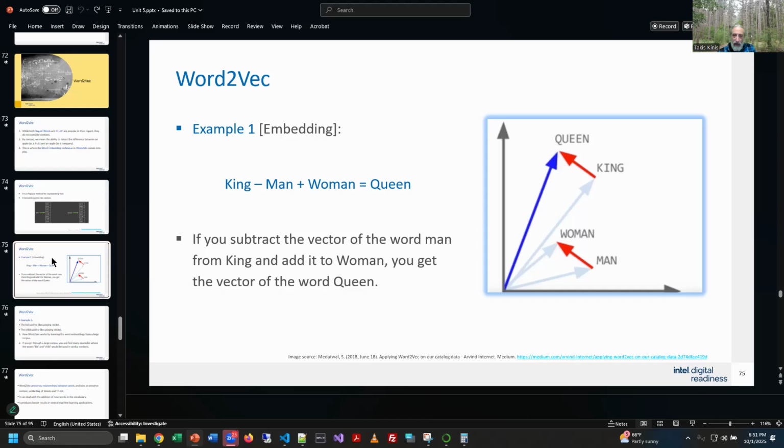And I want you to notice they have the example here. King minus man plus woman equals queen. Okay, it makes no sense, I mean, from a logical standpoint. But basically what they're trying to point out is that if you subtract the vector of the word man from king and add it to woman, you get the vector of the word queen. So in other words, these numerical representations play off of each other. They're interrelated. They're not standalone like counts of words. One affects the other.